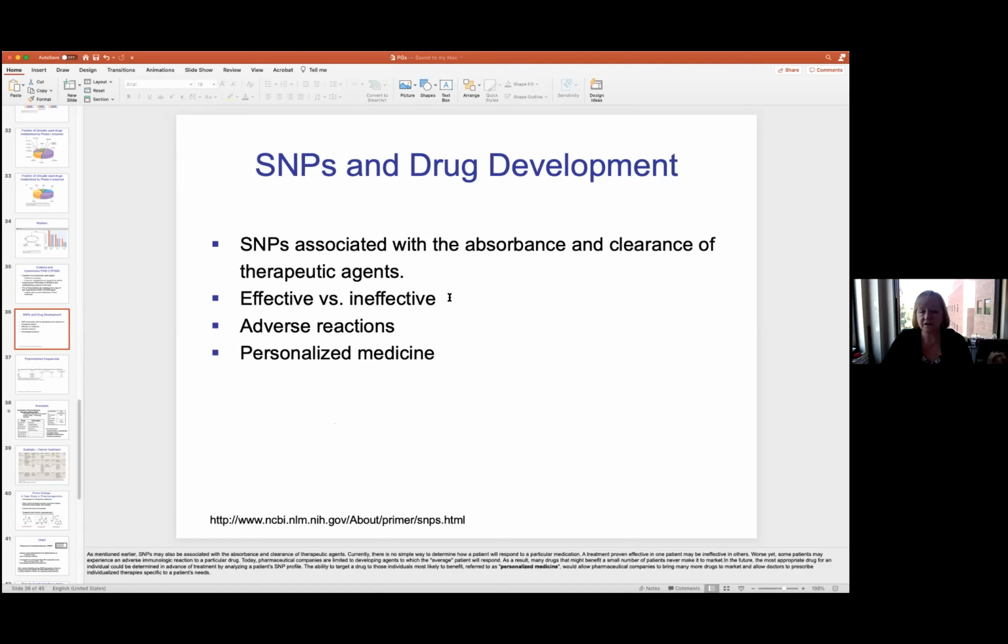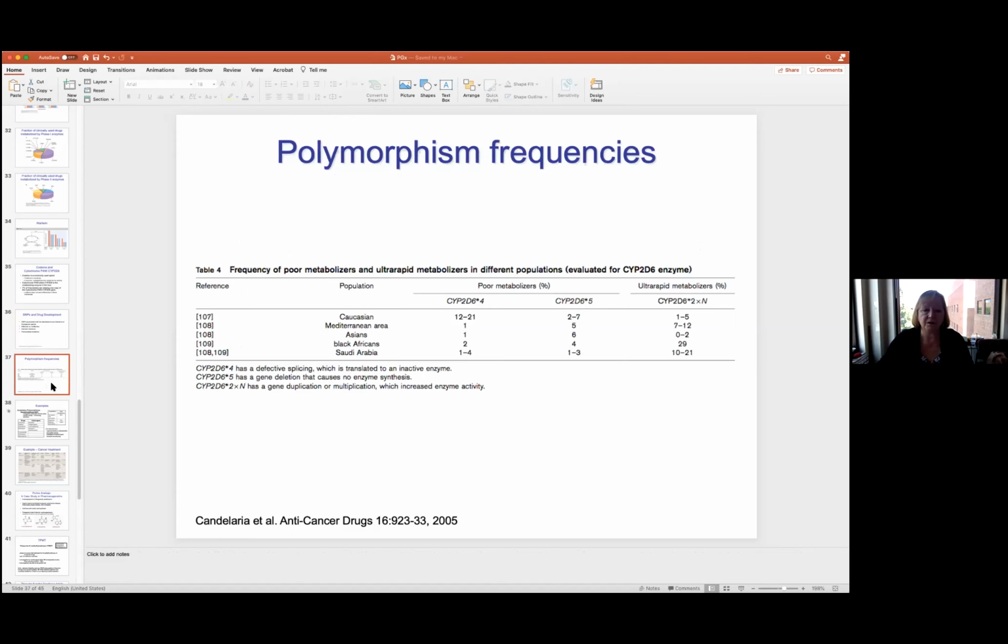So if it's ineffective, it's like somebody taking candy. It's not going to help them at all. And adverse reactions can be severe enough to kill someone. So this is the whole idea behind the influence of personalized medicine on drug development. Remember, we talked about frequencies.